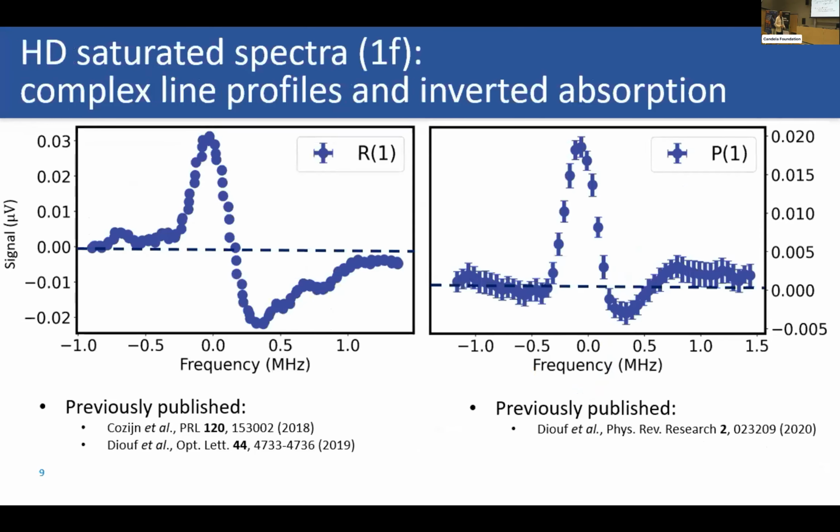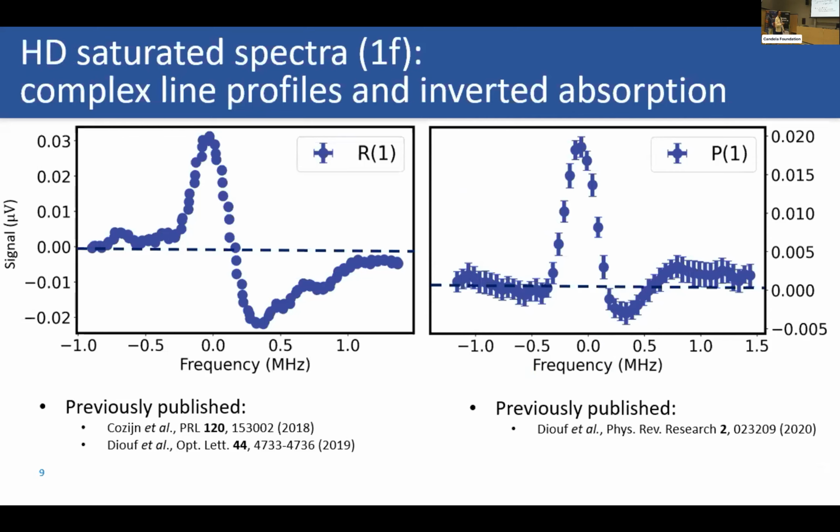So this then results in HD. As you can see, the line shape is all over the place. This is earlier published for the R1 and the P1. So you see it's complex, and you also see stuff going up and going down. And for the P1, you can even say it's almost completely inverted.